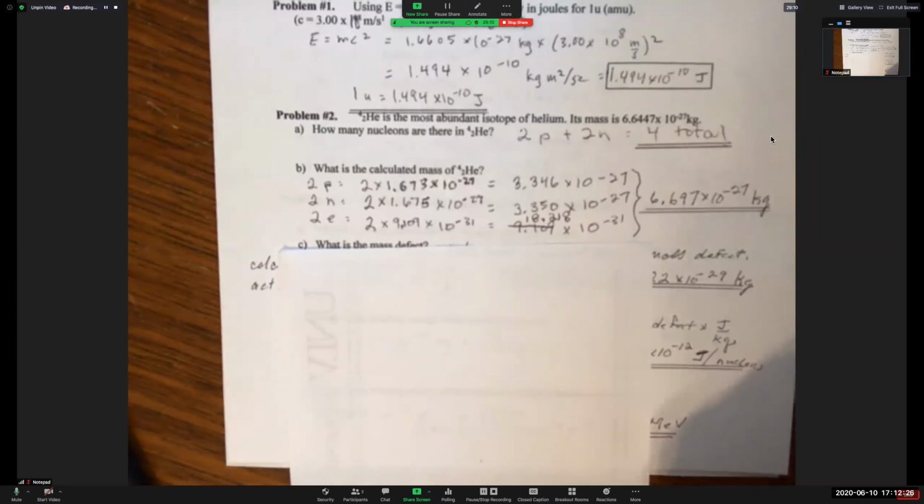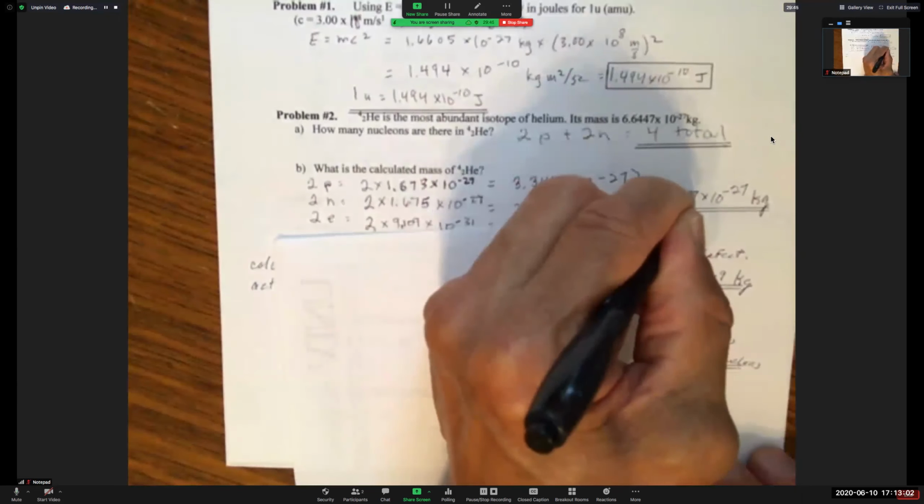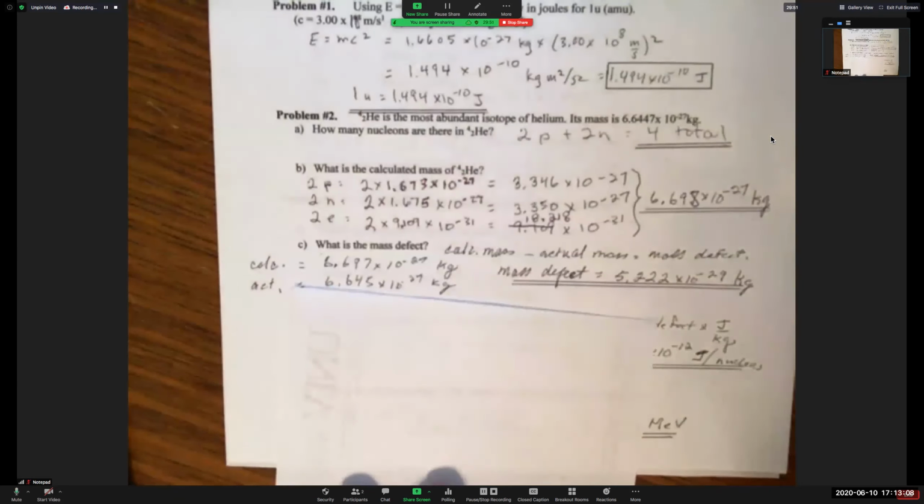18.218 times 10 to the minus 31 plus 3.350 times 10 to the minus 27 plus 3.346 times 10 to the minus 27. If I add all those together, I get 6.698, 6.697. Well, it's pretty close. This should be 6.698 instead of 7. Let's see how that changes it.